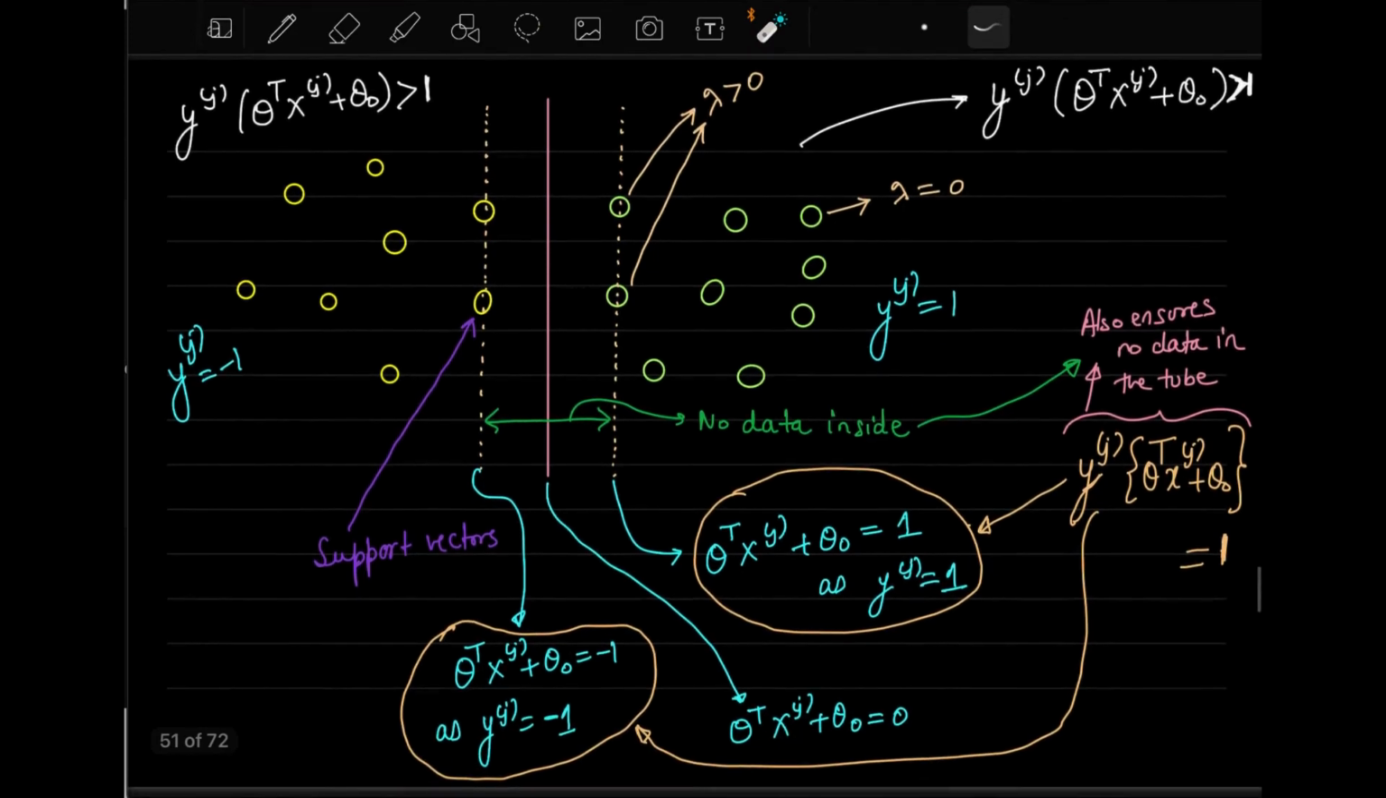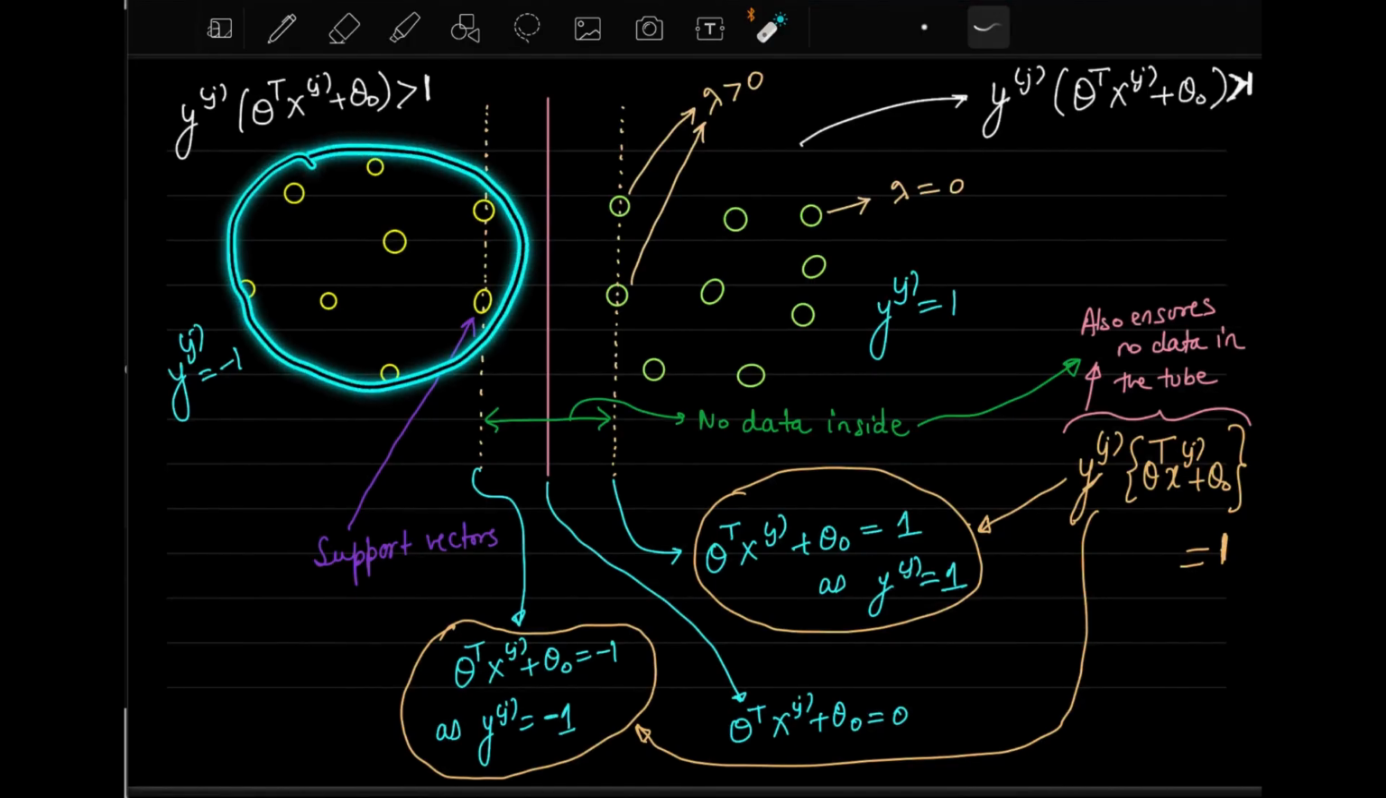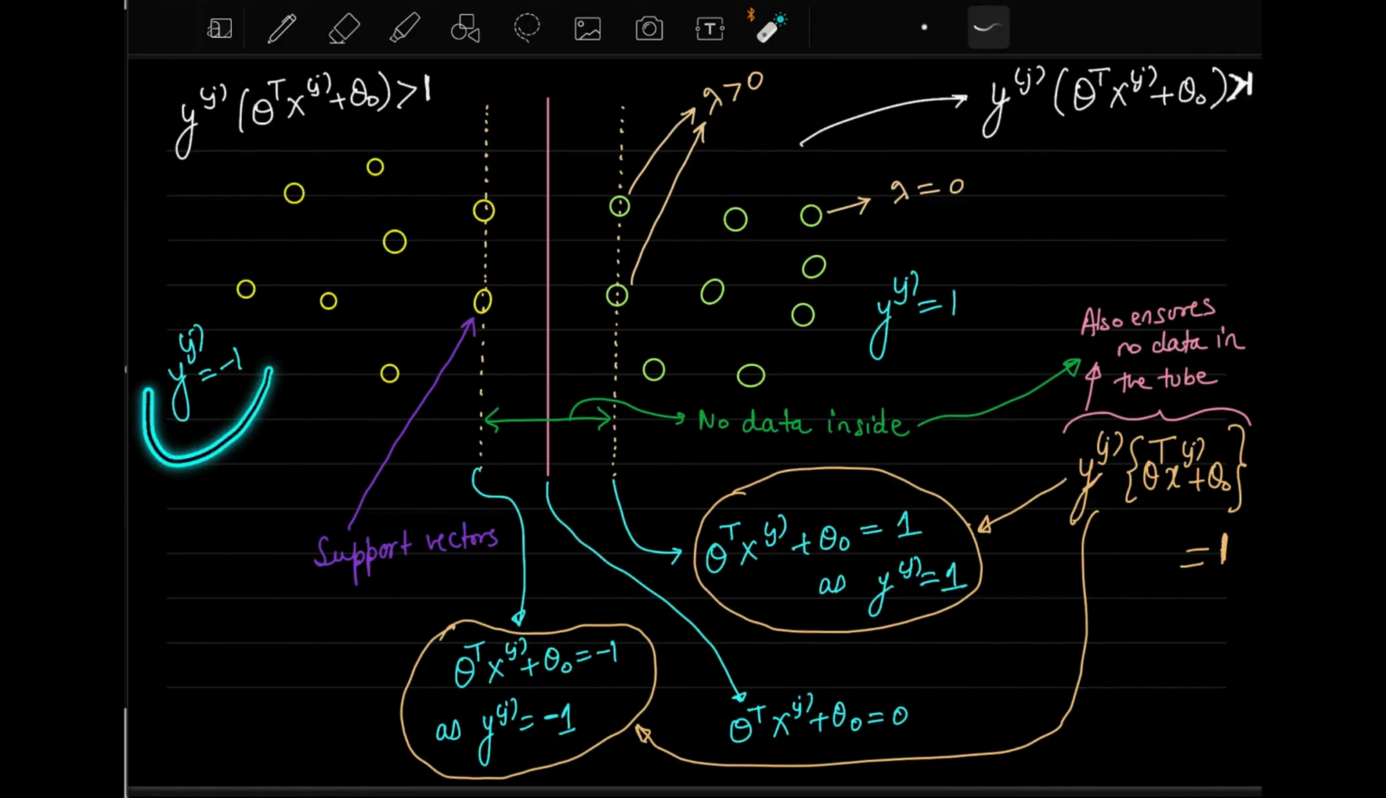There is a lot going on here. Let us go one step at a time, so that everything is clear. One of the important points is, first of all, I want to show that these are the points, yellow points. These yellow points have the class -1.